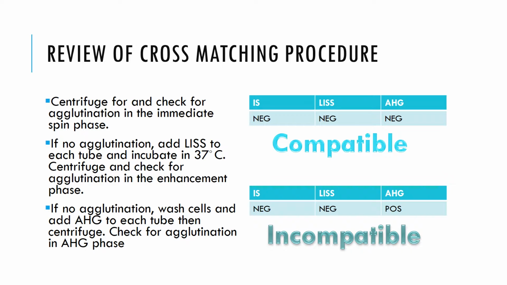If no agglutination occurs in any of the phases, the patient and donor specimens are compatible. If agglutination does occur in any of the phases, the donor is incompatible. We check for agglutination in these different phases because different types of antibodies are presented under different circumstances. For example, IgM antibodies are present at room temperature, which we would find in the immediate spin phase. However, IgG antibodies are present at body temperature, which we will find in the enhancement phase.